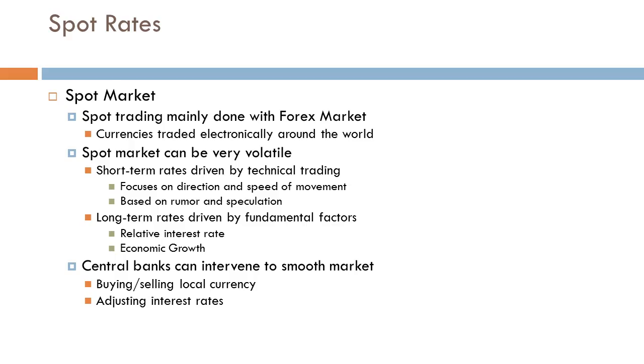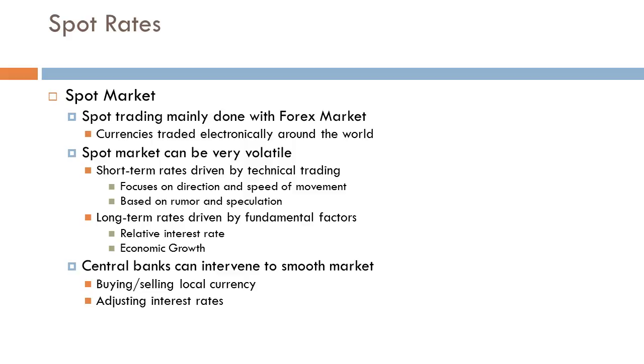The spot market is where spot trading is done. It's called the Forex market. This is where currencies are traded electronically from around the world. The spot market can be very volatile. It's made up of short-term and long-term rates. Short-term rates are driven by technical trading, which focuses mainly on direction and speed of movement.